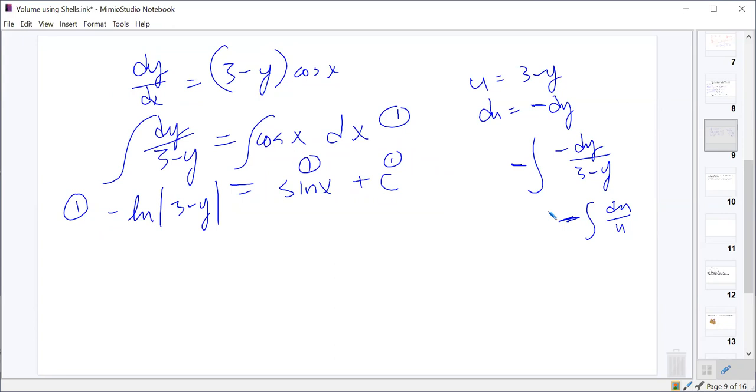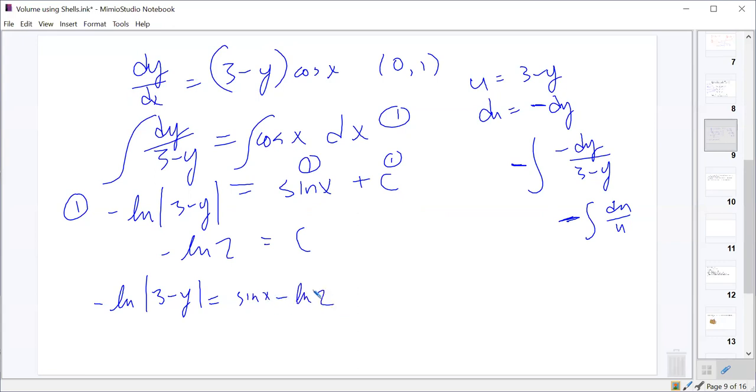All right. So our initial condition was that when x was 0, y was 1. Is that right? Yeah. So when x is 0, that's just a constant, and when y is 1, that's negative natural log of 2. You get a constant of negative natural log 2. So we'll have negative natural log absolute value 3 minus y equals sine x minus ln 2.